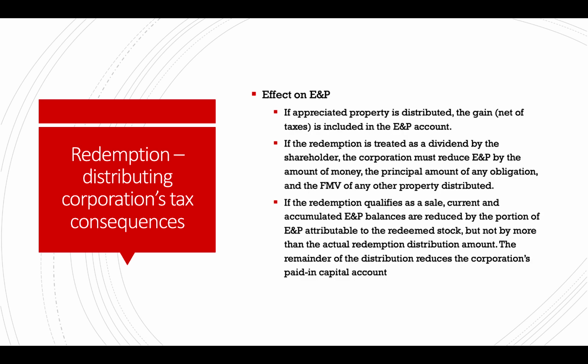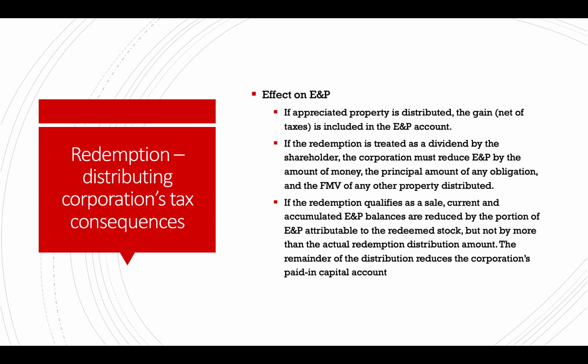Looking at earnings and profits, if appreciated property is distributed, the gain is included in earnings and profits, which we know this. If the redemption is treated as a dividend by the shareholder, the corporation will reduce earnings and profits by the amount of the dividend. So that could be the amount of money, the principal amount of any obligation, or the fair market value of any other property. But just like we have been doing this whole chapter, we reduce earnings and profits by the amount of the dividend.